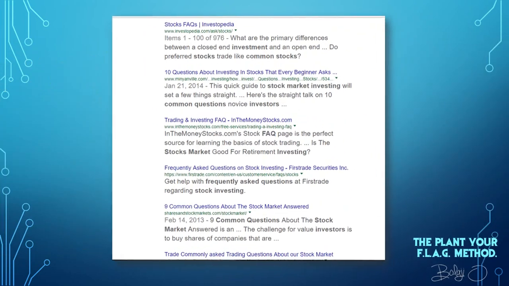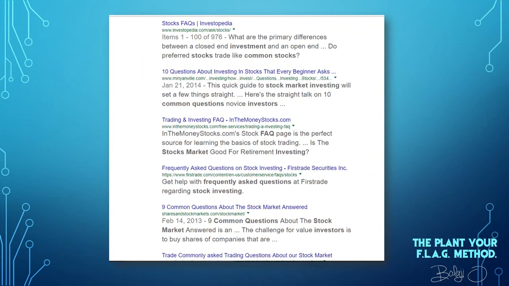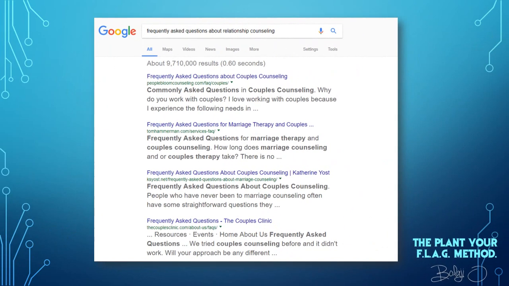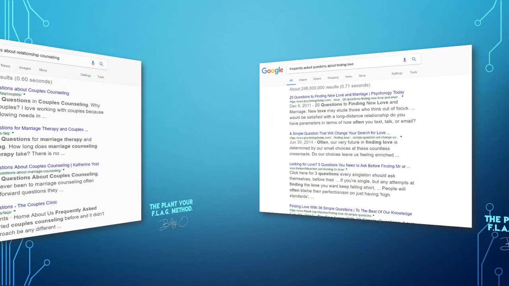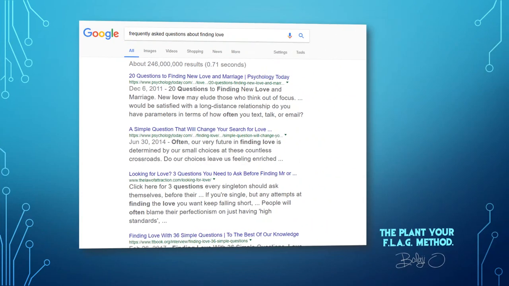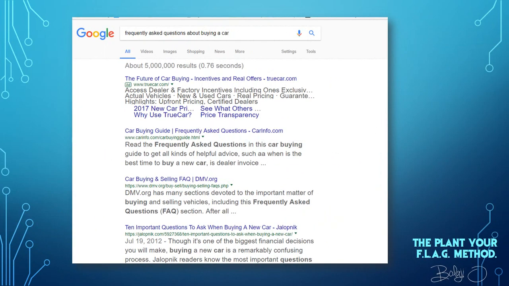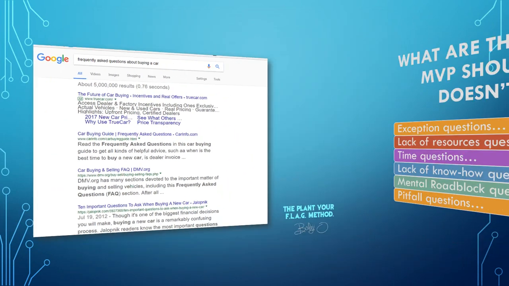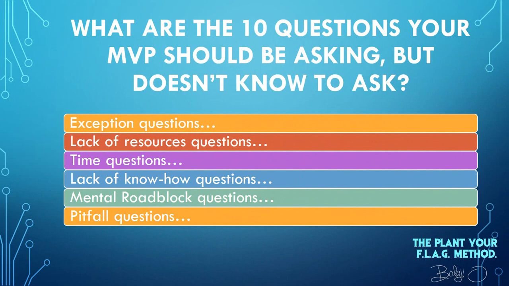Okay? So Google is a wonderful source for finding FAQs in your niche, in your industry. I did a quick Google search, for example, on FAQs for investing in the stock market. Here's another one, FAQs about relationship counseling, or FAQs about finding love, FAQs about buying a car. There are lots of different ways to find frequently asked questions.